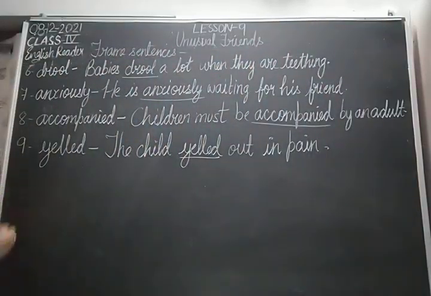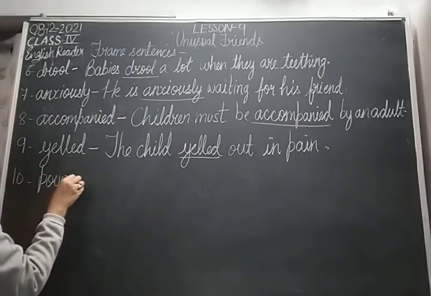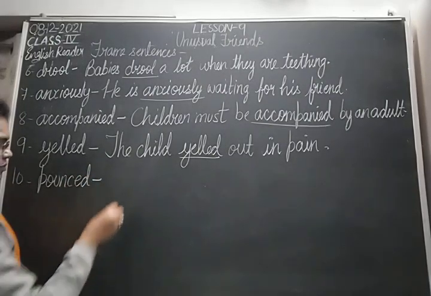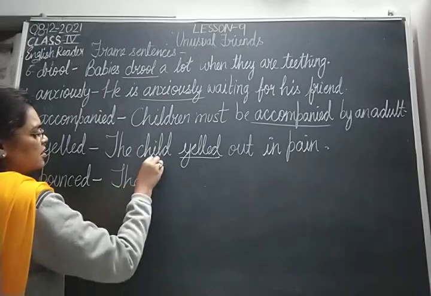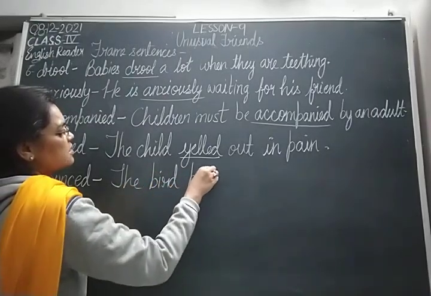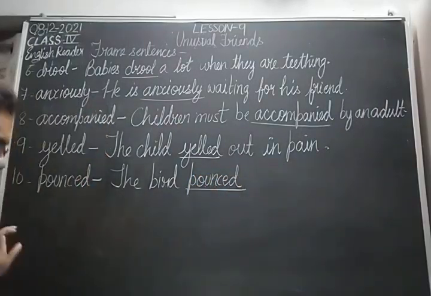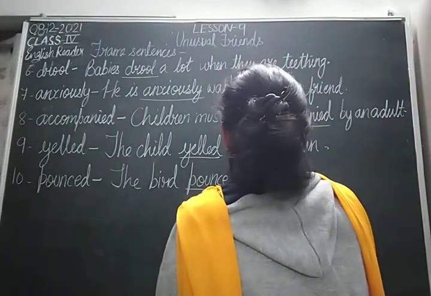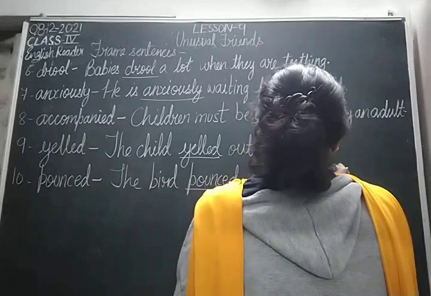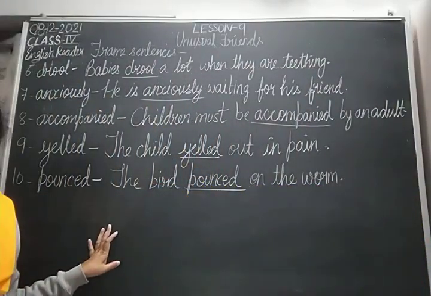Then the tenth one, pounced. Attack. The bird pounced on the worm. Worm जानते हो ना, छोटा सा जो कीड़ा होता है उसको worm बोलते हैं. So you must have seen birds eating worms. So the bird pounced on the worm.